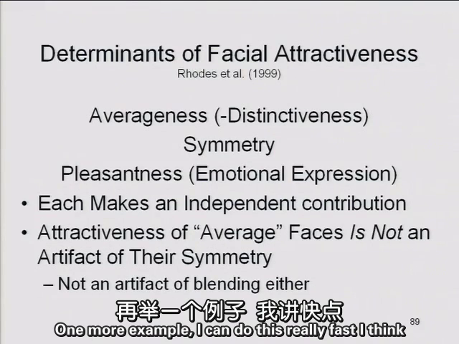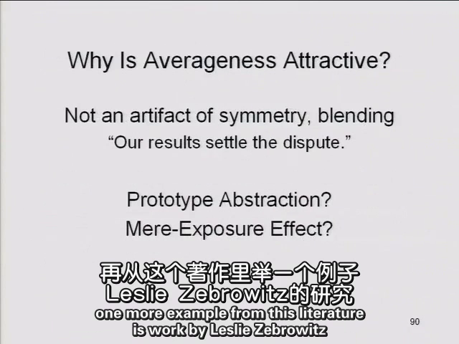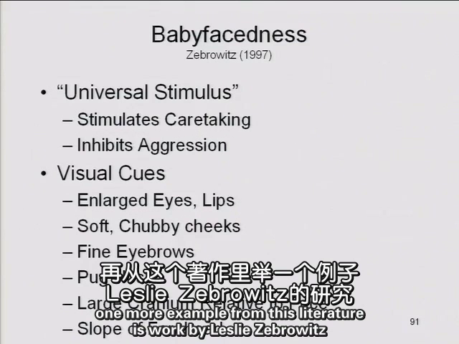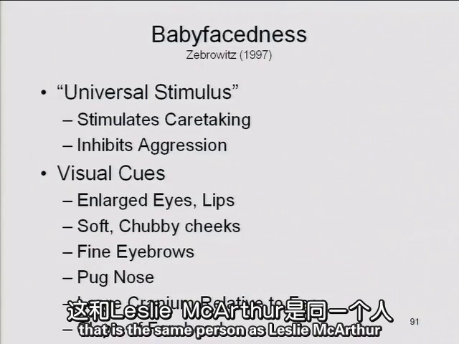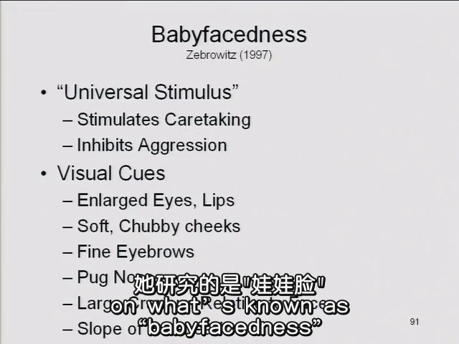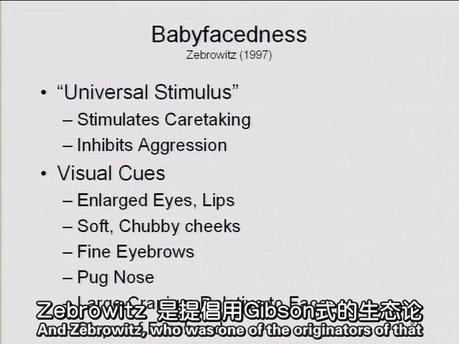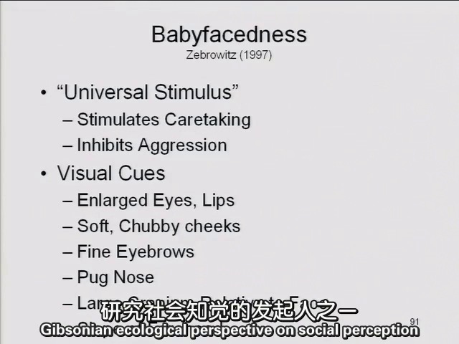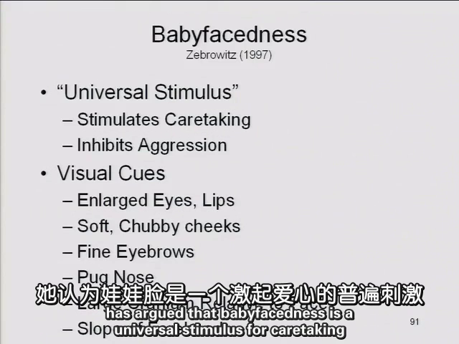One more example, I can do this really fast, I think. One more example from this literature is work by Leslie Zebrowitz. That is the same person as Leslie MacArthur. MacArthur was her old name, Zebrowitz is her new name, on what's known as baby-facedness. And Zebrowitz, who's one of the originators of the Gibsonian ecological perspective on social perception, has argued that baby-facedness is a universal stimulus for caretaking.